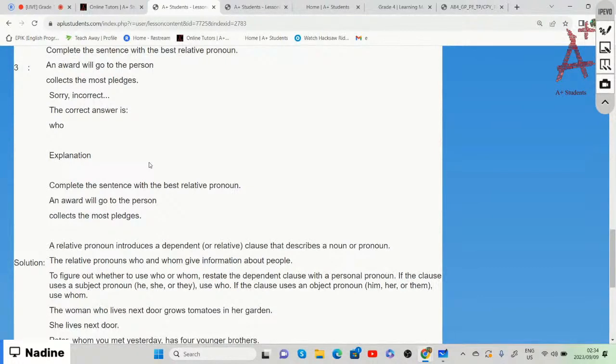All right, the next one is: an award will go to the person who collects the most pledges. An award will go to the person who collects the most pledges. Do we say who collects the most pledges, or whom? And if we were to choose the correct one, we will say who. So, who is the correct one?